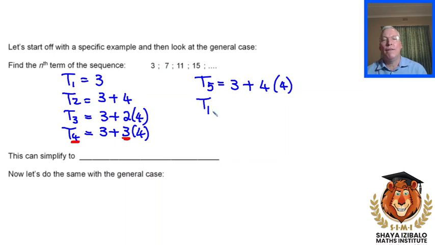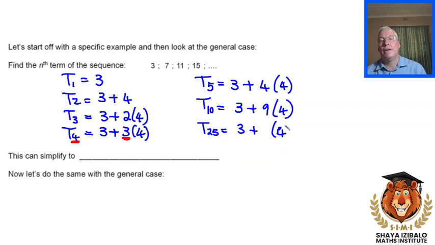So if I wanted to find the 10th term, how many lots of 4 do you think I would need to add? Oh, sorry, I've written the answer in for you. How many lots of 4? Well, absolutely, 9 lots of 4. If I wanted to find the 25th term, how many lots of 4? All right, I would add 24 lots of 4.